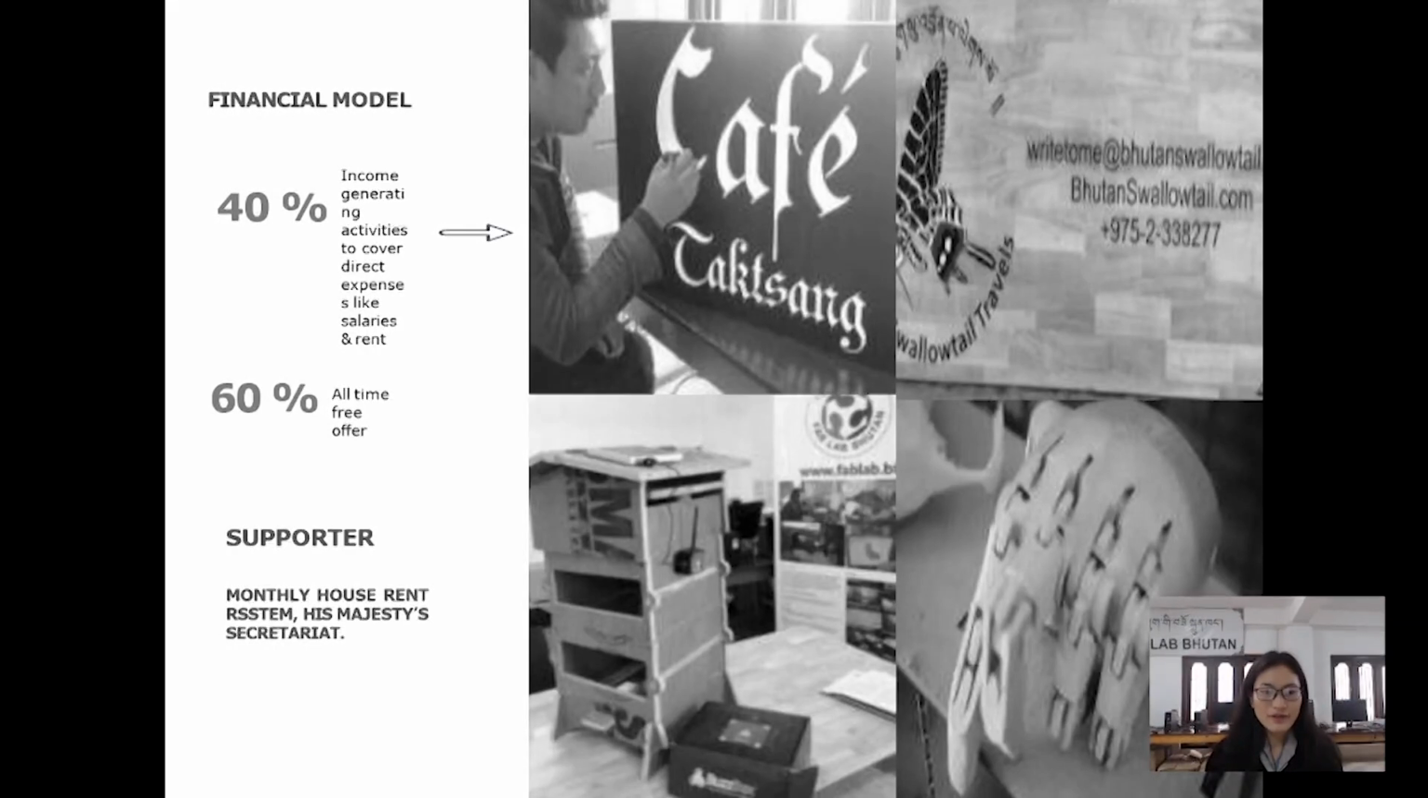So this is the financial model for Fab Lab Bhutan. We do it 40-60. With 40 percent we try to generate some income to sustain our lab, and 60 percent we try to give out for free as much as possible and make it as accessible as possible to the youth and the community at large.